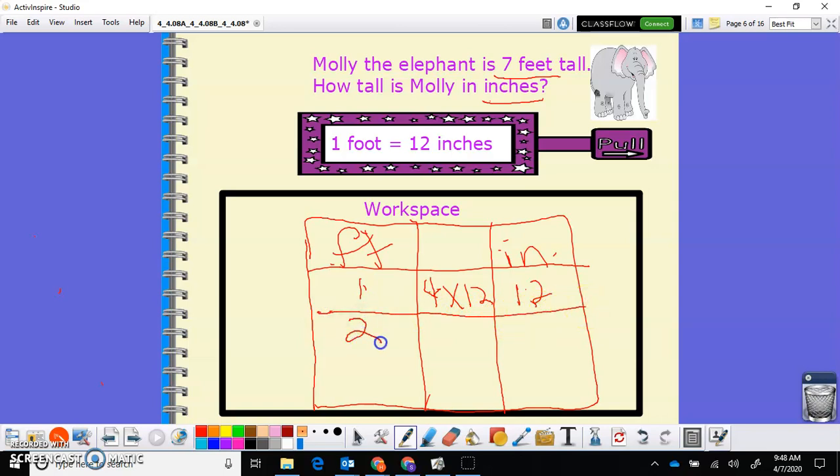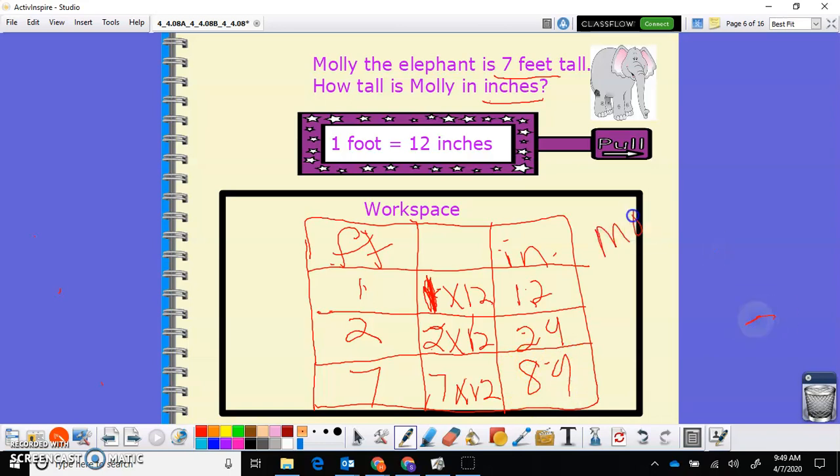So let's see what 2 feet would be. 2 feet times 12 inches is 24 inches. Okay, I can just keep going till I get to 7, or I can say, you know what? I know what the conversion rate is. I know that I'm multiplying the feet times 12 to get my answer. So I can go ahead and say 7 feet, and just skip a few of these. 7 times 12 is equal to 84 inches. So Molly the elephant is 84 inches tall. Okay?